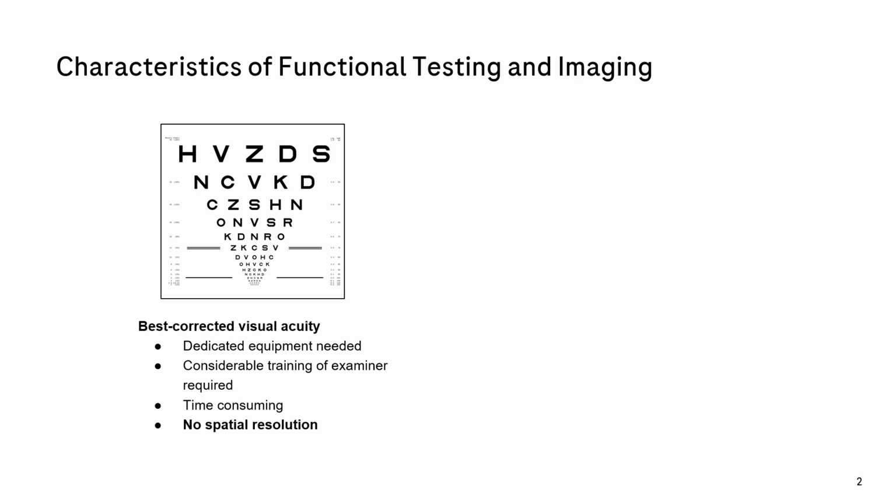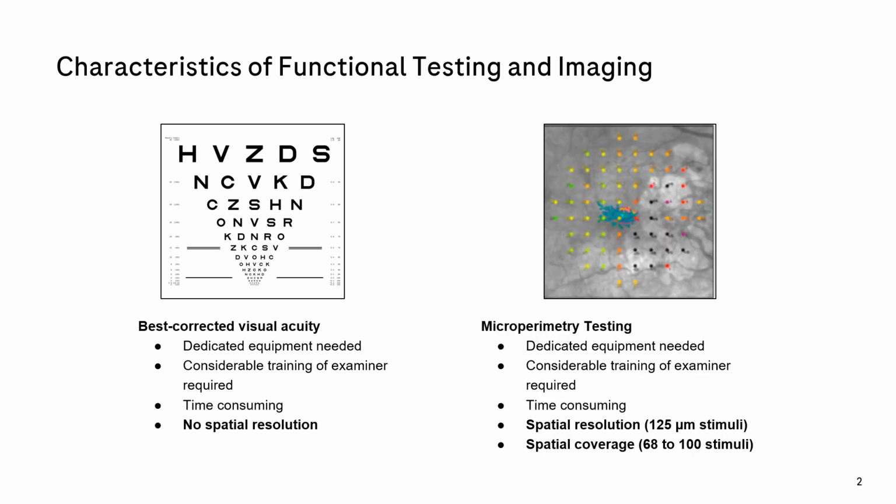Treatment effects can be caused either, for example, in neovascular AMD by fluid going back and vision getting better at one spot, or the preferred retinal locus changing its position in the eye. On the other hand, with microperimetry testing, you have simultaneous imaging of the back of the eye, you do visual field testing, and you can test multiple points at the back of the eye. So you gain a spatial resolution. You have stimuli with a diameter of 125 microns typically, which would be a Goldmann 3 diameter, and you can cover up to 68 or 100 stimuli within an examination time of about 10 minutes.